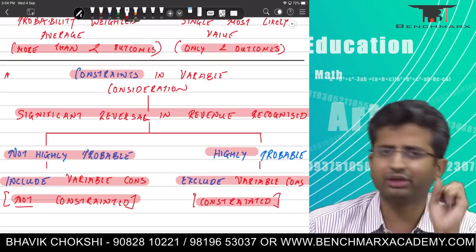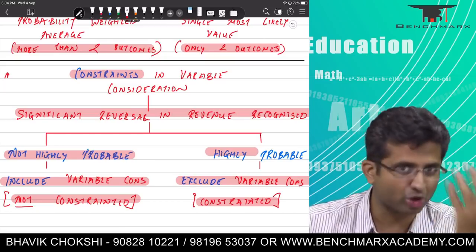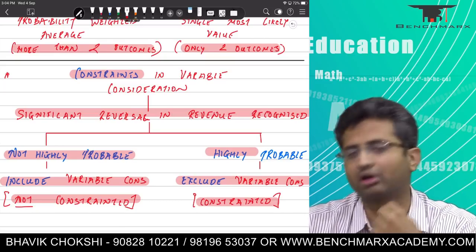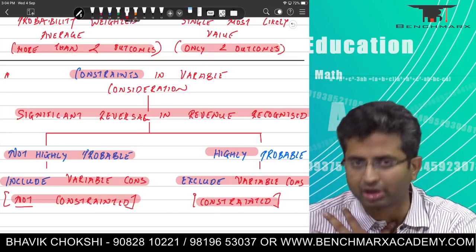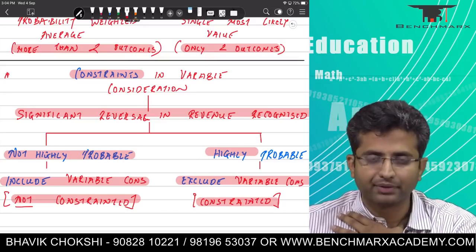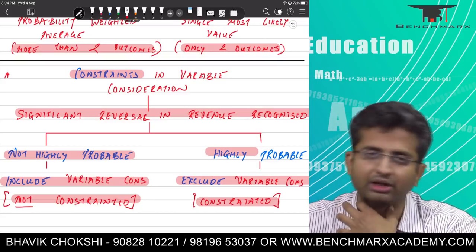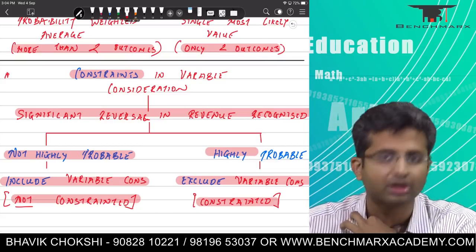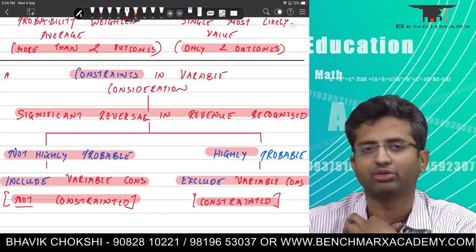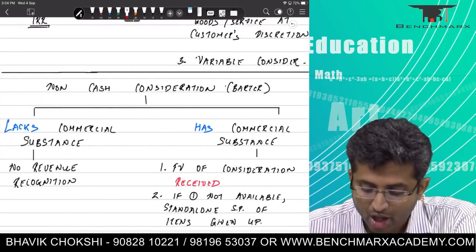So, the long story short is, if you are very confident based on your experience, internal factors, etc., then you include variable consideration as a part of your transaction price. If you are not very confident, that is, you think that it is possible that a significant reversal might happen, you do not include the variable consideration as a part of your transaction price.